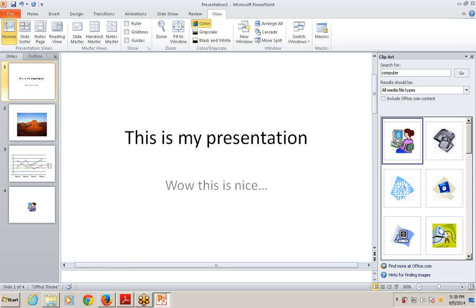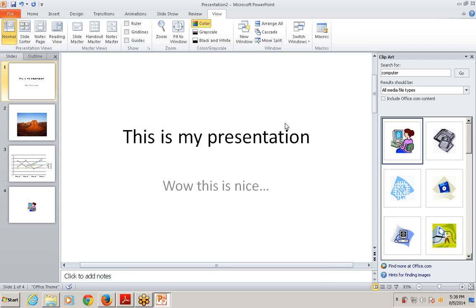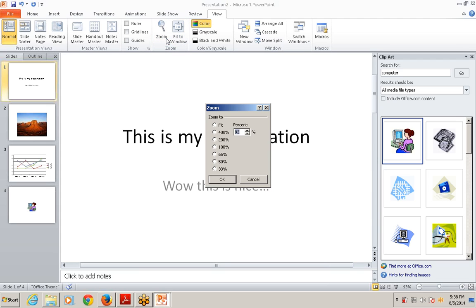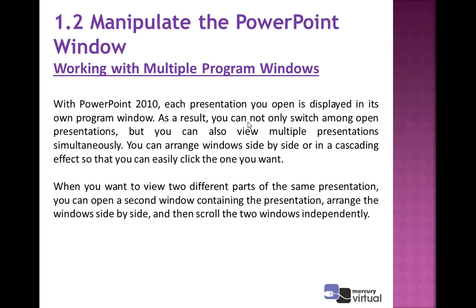And this is the notes pane. So this is how we can use the zoom button. Either go to the View and go to the zooming option. This is the zooming option. Either you can click on it and specify the percentage like 93. Okay, so this is 93%. And you can also use this option. If you want to fit to the window, this is how we can fit to the window. So this is how we can zoom in and zoom out in MS PowerPoint 2010. Now, next topic is how to manipulate the PowerPoint window.